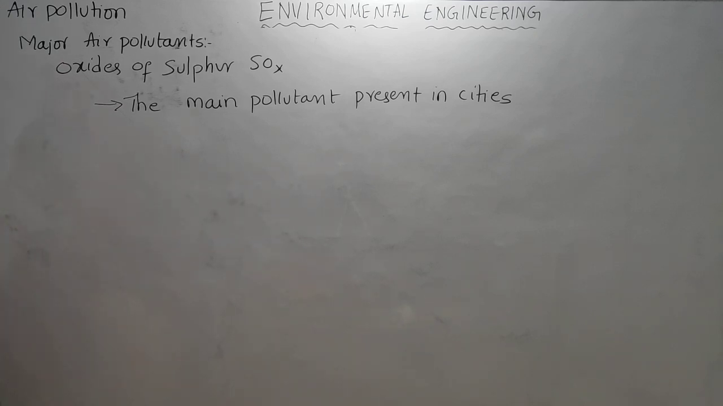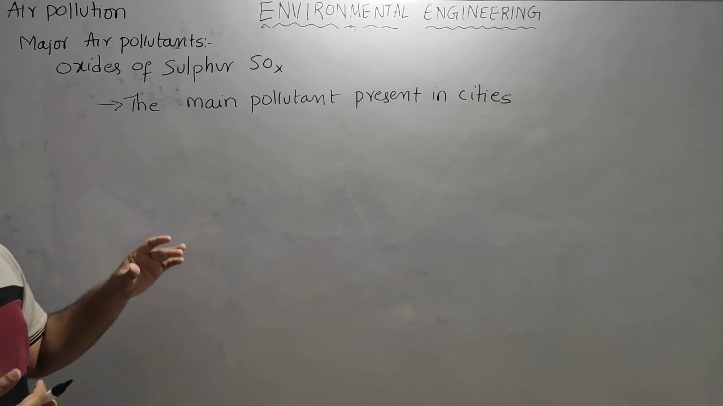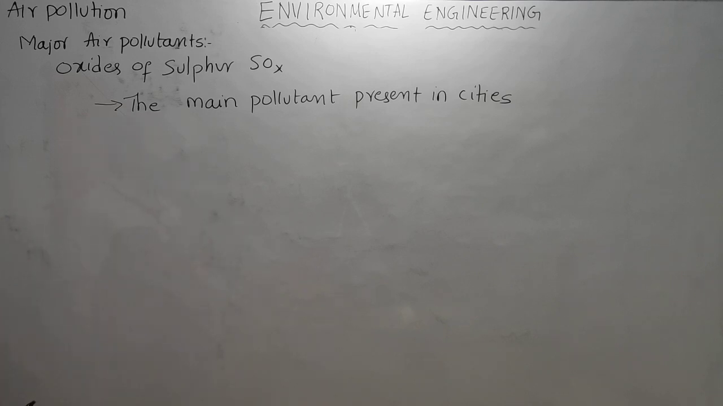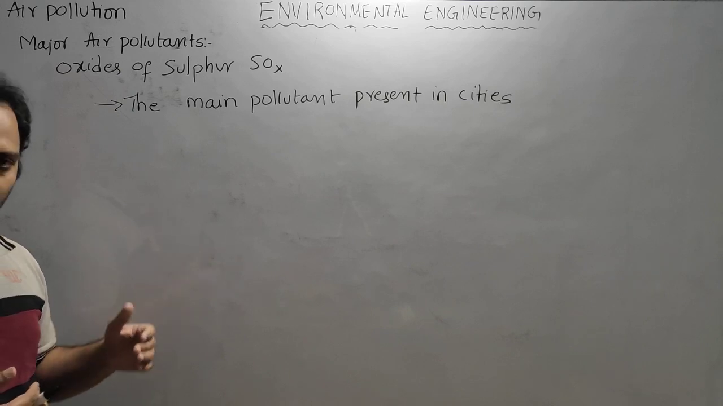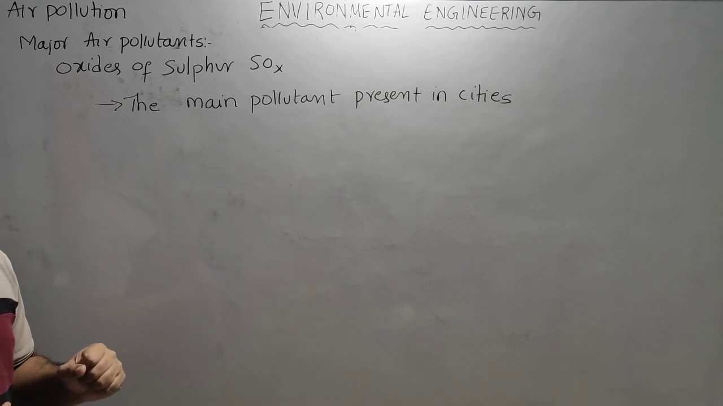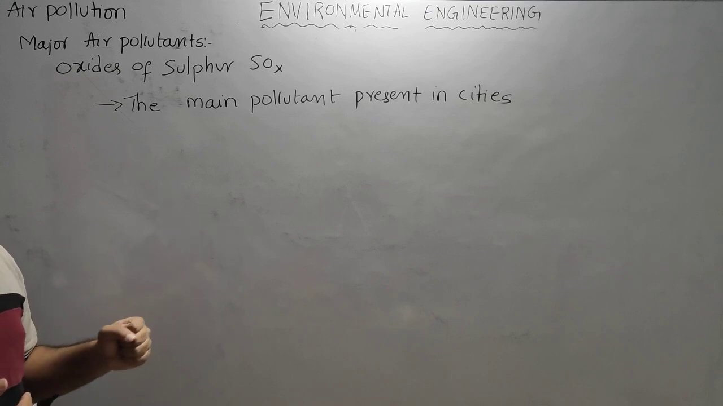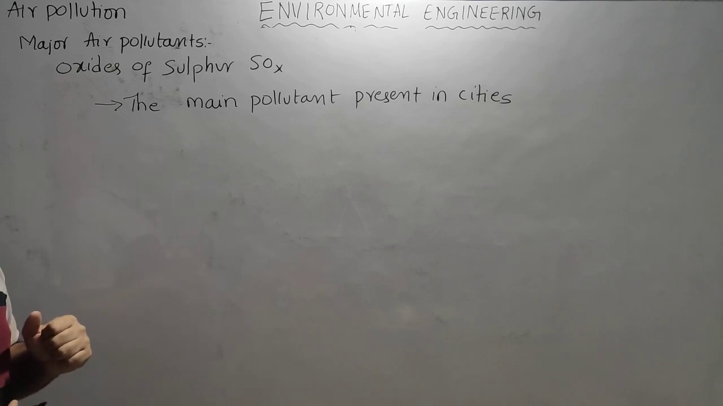These sulfur oxides are dangerous to the environment. They are responsible for acid rains also. This SOx will react with water and form sulfuric acid. That sulfuric acid in turn causes acid rain, and because of that, crop yield will reduce and the fertility of the land will reduce. It also causes some kind of skin diseases in human beings. That is why SOx is an important pollutant which needs to be restricted.